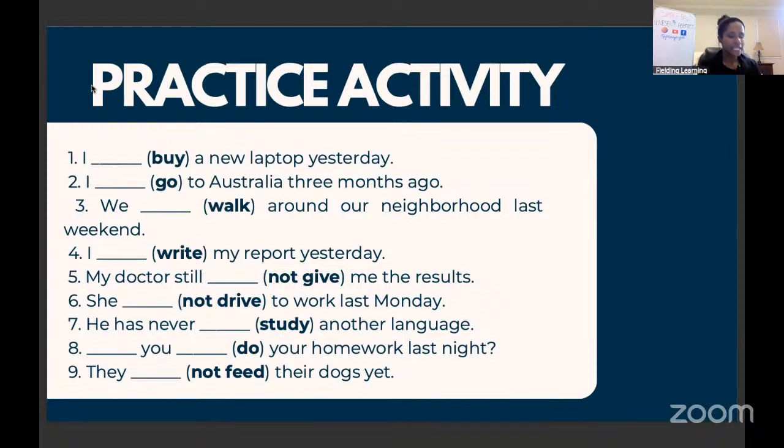Very good. Now number 9: "They blank not feed their dogs yet." So we have "yet" over there. Somebody wants to come. Let me see. Sorry, I haven't seen you. Yes, awesome. They have not fed their dogs yet.